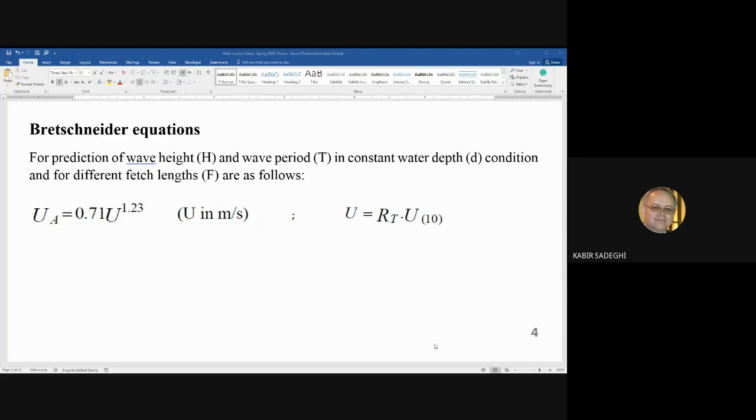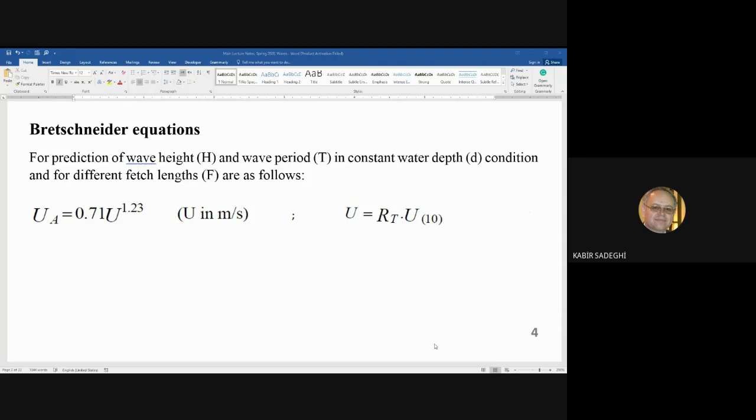Therefore, if you review the velocity of wind, the velocity of wind is measured at a level 10 meters above the sea level. We call that U10. When we have U10, we can calculate U by multiplying U10 by a factor RT. RT depends on the difference between the temperature of the seawater and air.